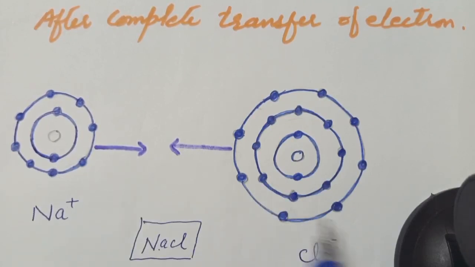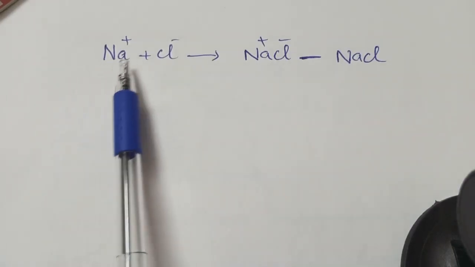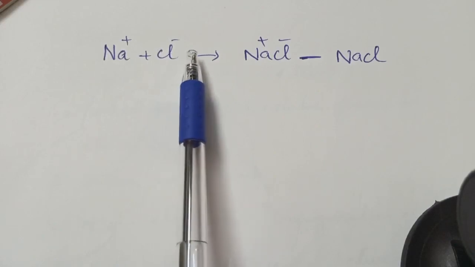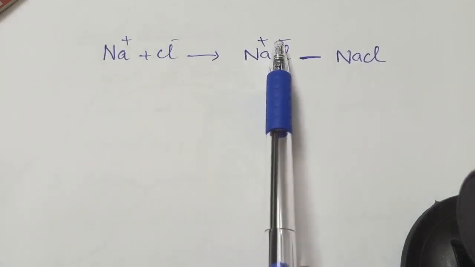Now, having opposite charges, these two ions will have electrostatic forces of attraction and these two ions will be held together in the sodium chloride formula unit. And thus the sodium element and the chlorine element are held together in the sodium chloride substance. The whole process of transfer of electron from sodium to chlorine in sodium chloride can be expressed in this equation like this. Sodium ion plus chloride ion will combine together by electrostatic forces of attraction between positive and negative ions and they will form the sodium chloride formula unit in the sodium chloride substance.